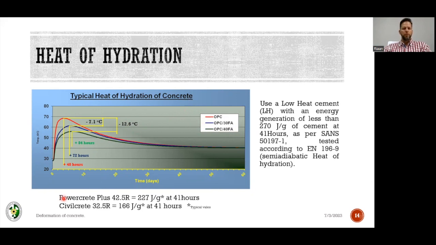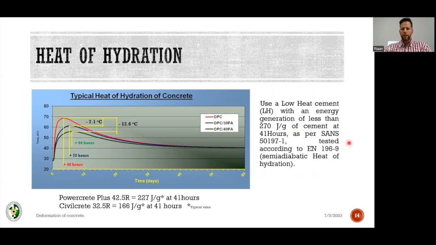Looking at some examples, a typical Powercrete Plus of 42.5R will exude 227 joules per gram at 41 hours, and a Civilcrete, a 32.5, about 166 joules per gram at 41 hours. So the term low heat cement, LH, means an energy generation of less than 270 joules per gram at 41 hours, as per SANS, tested according to EN 196-9, the semi-adiabatic heat of hydration. So it's tested, and your cement supplier will be able to give you this information if you are asking the correct questions.